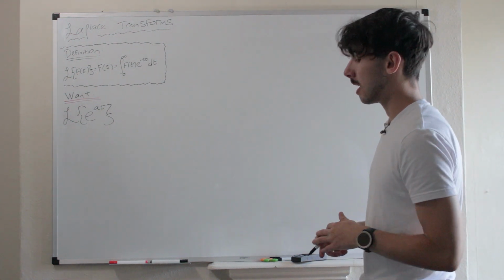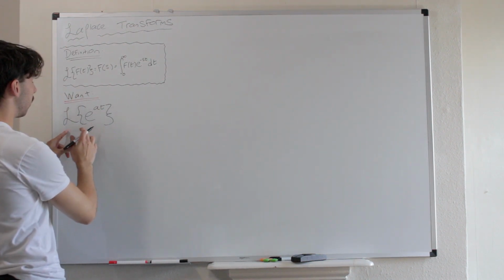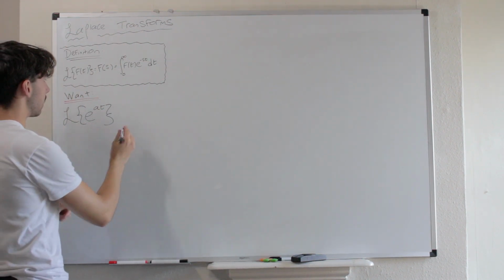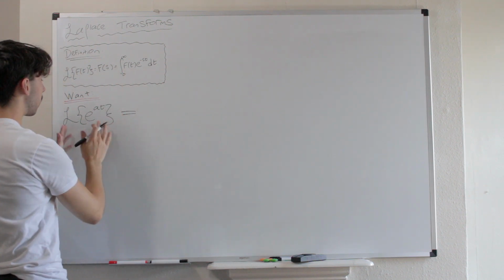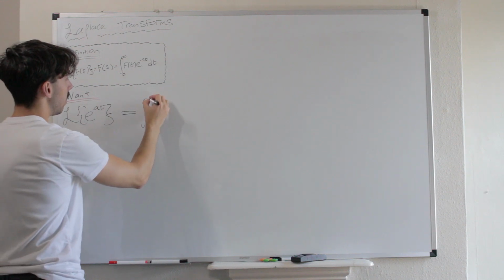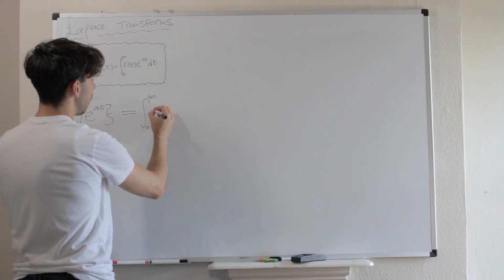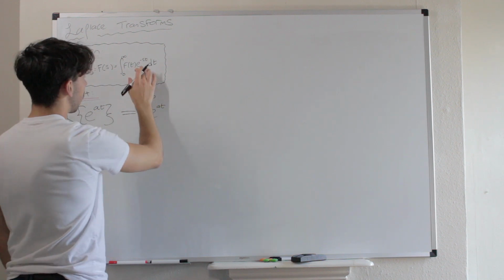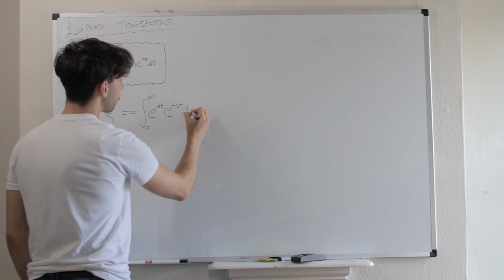Let's dive straight in and get a value for the Laplace transform of e to the at, where a is a constant. So let's go for it. We just plug this into our integral. So this is going to be an integral from 0 up to infinity of f(t), which is e to the at, times e to the minus st dt.